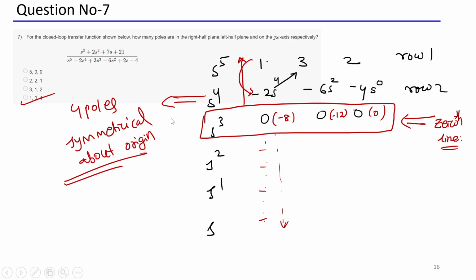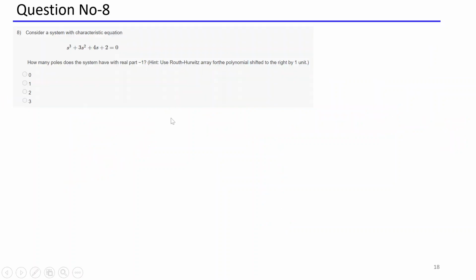Okay. Next question. Let's come to this question. I'll do this as the final question to solve for today's session. So just tell me, in this characteristic equation, how many poles does the system have? Negative real part minus 1.